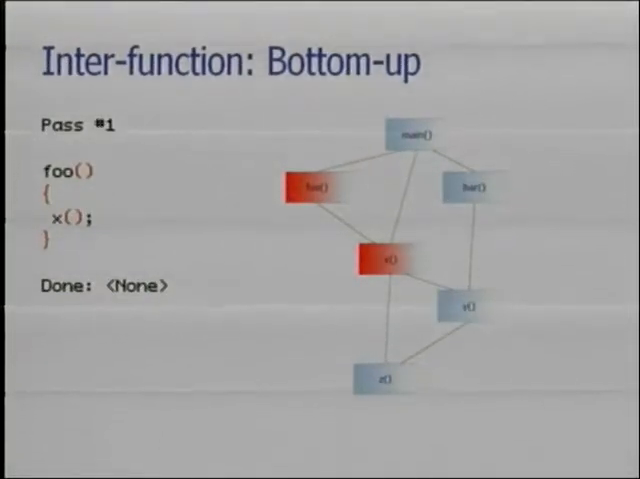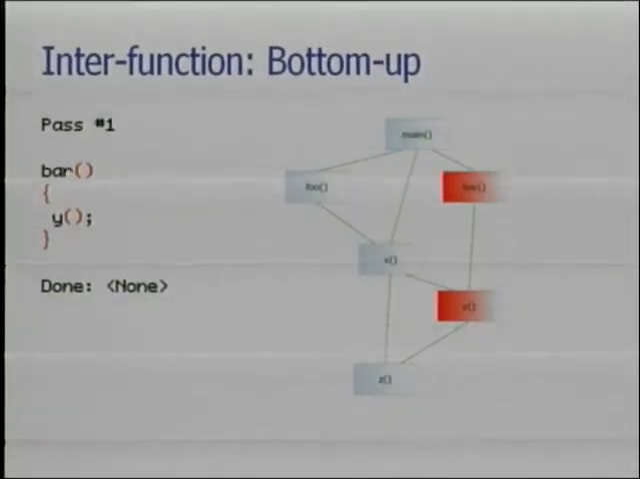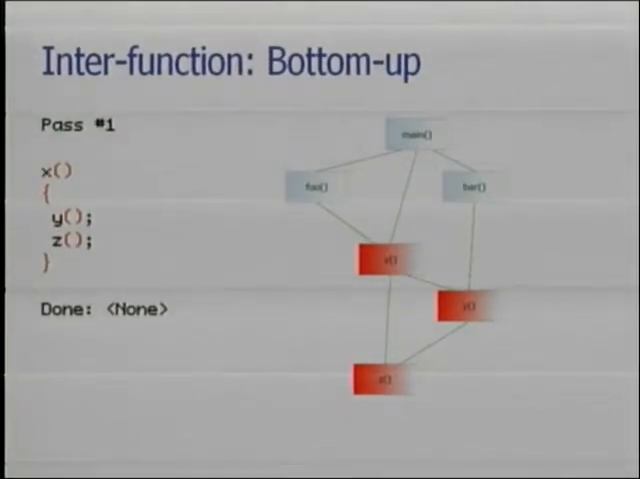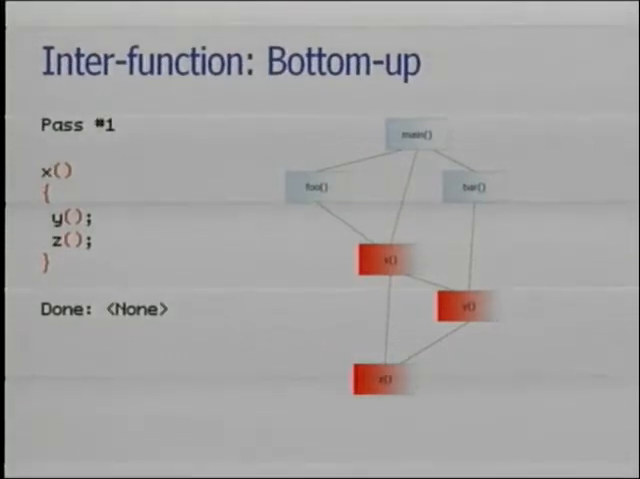Then we go to foo. This calls x. We still don't know what x is or what x does, so we move on. Same thing with bar. It calls y. We haven't solved y. Y calls z. We haven't solved z yet. And x calls y and z. So there's this pattern. If we haven't solved it, we keep on moving down the tree.